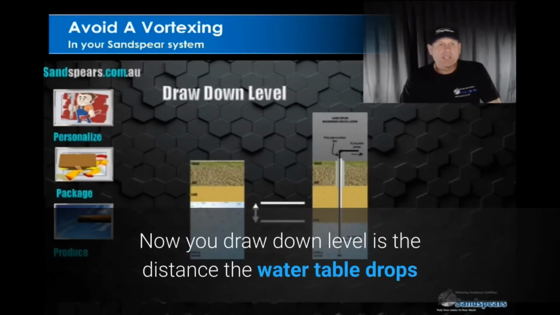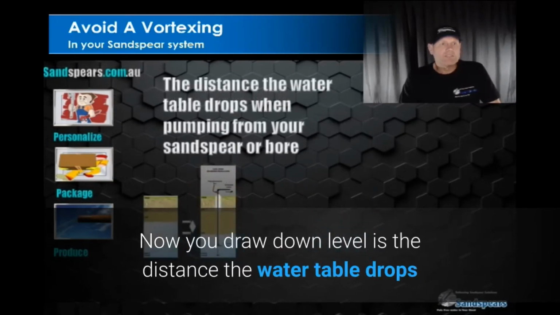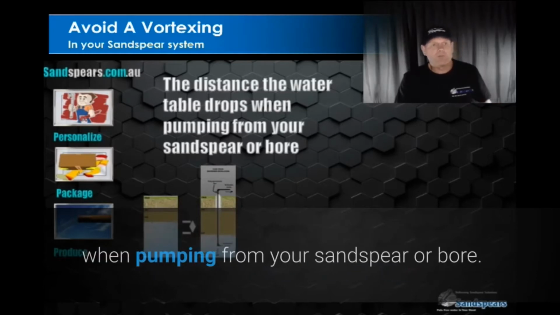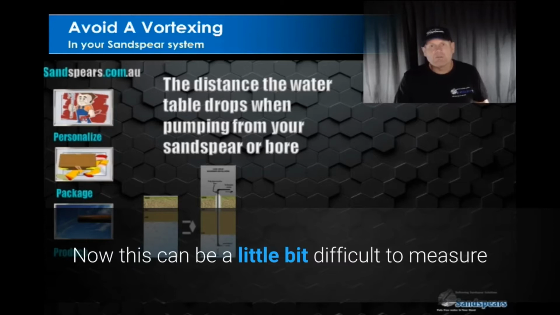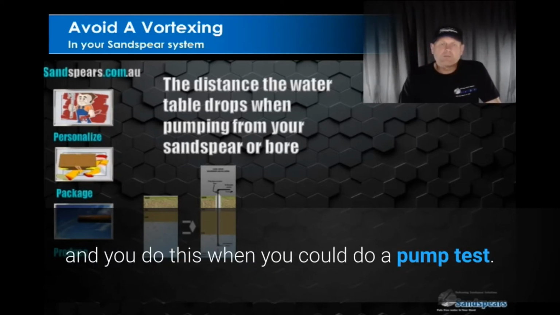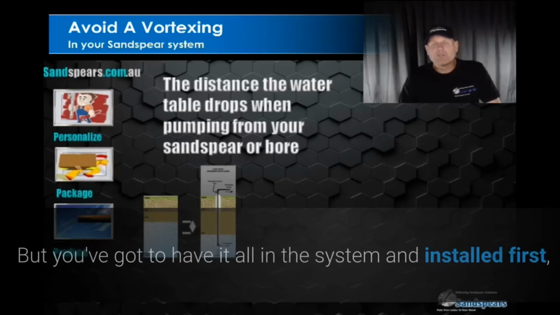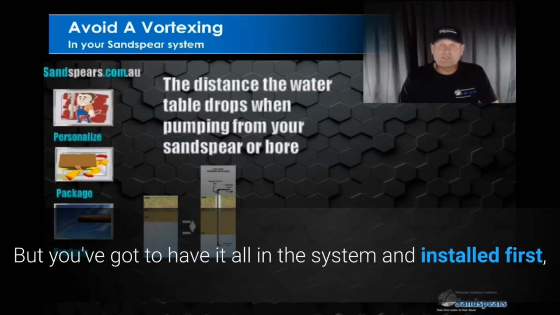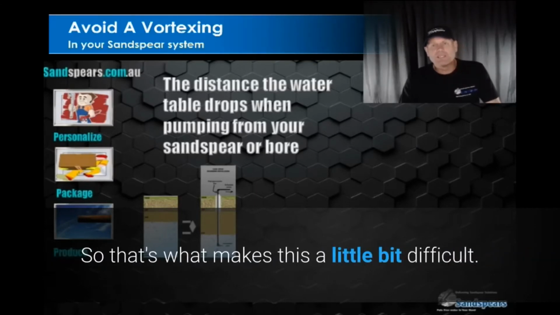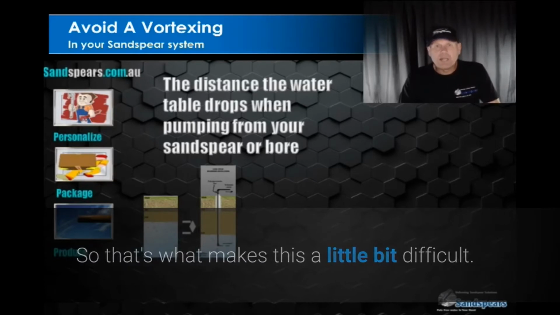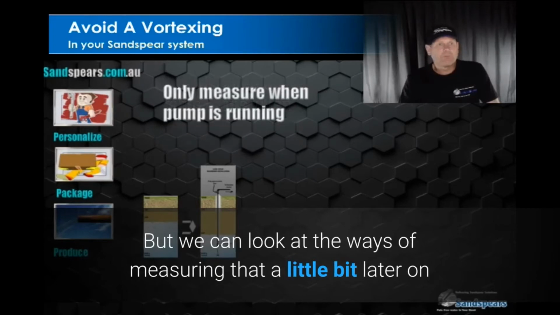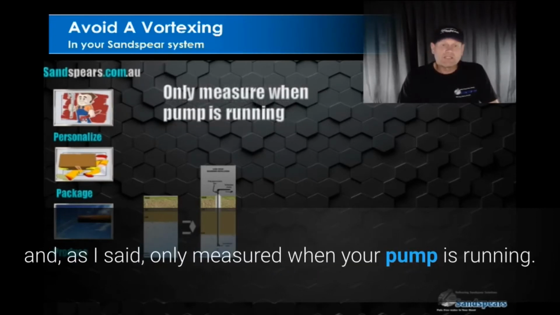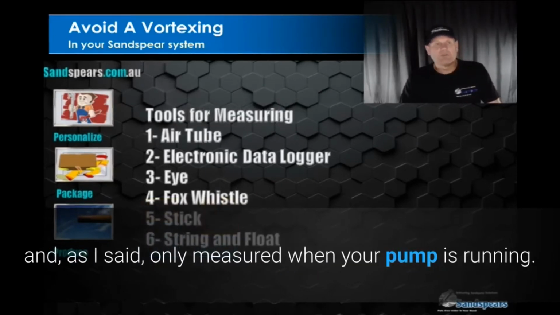Now, your drawdown level is the distance the water table drops when pumping from your sandspear or bore. This can be a little bit difficult to measure, and you do this when you can do a pump test, but you've got to have it all in the system and installed first. So that's what makes this a little bit difficult, but we can look at the ways of measuring that a little bit later on. And as I said, it's only measured when the pump is running.